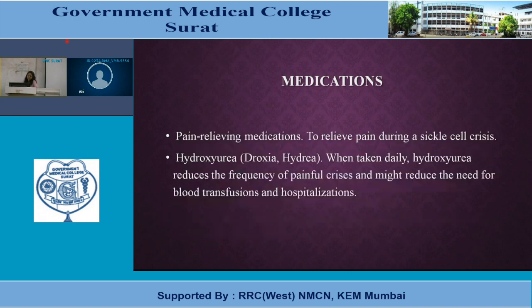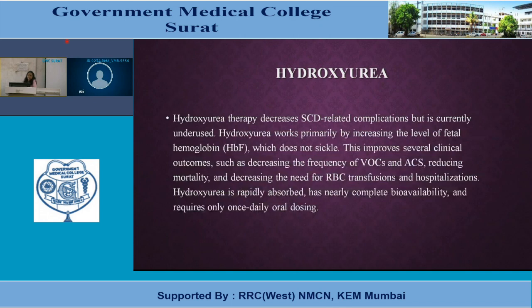Then pain relieving medication to relieve the pain during a sickle cell crisis. Then hydroxyurea. When taken daily, hydroxyurea reduces the frequency of painful crises and might reduce the need for blood transfusion and hospitalization. Now hydroxyurea, how does it act? It basically increases the HbF level, fetal hemoglobin. Hydroxyurea therapy decreases sickle cell disease related complications, but is currently underused.